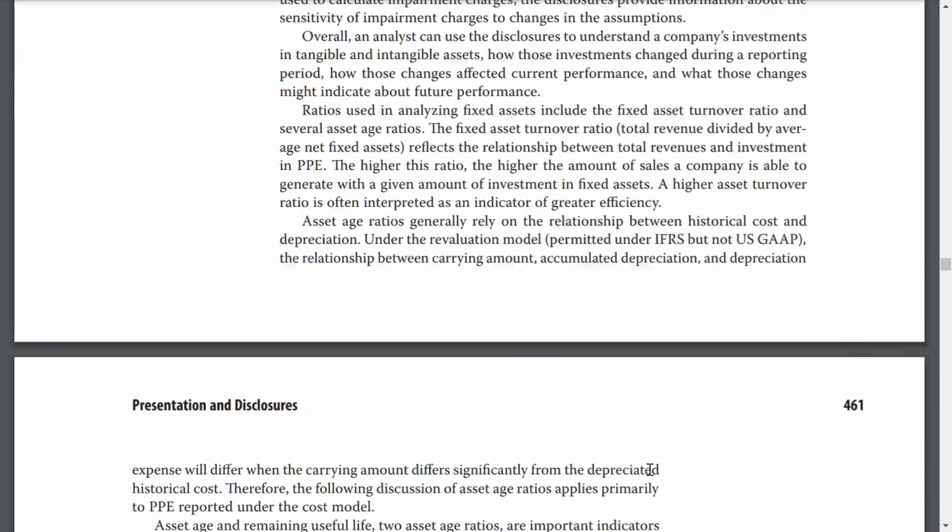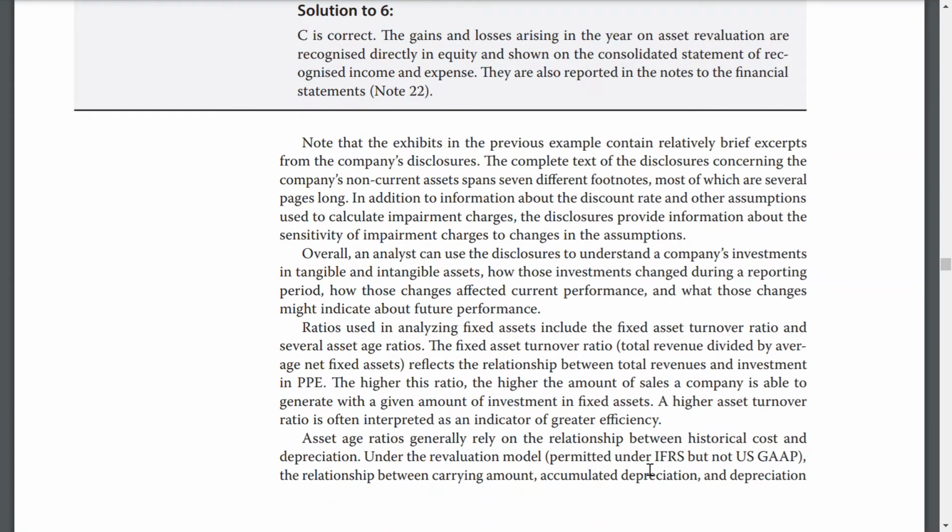Note that the exhibits of the previous example contain relatively brief excerpts from the company's disclosures, and the complete text of the disclosure concerning the company's non-current assets spans several different footnotes, most of which are several pages long, in addition to information about the different rates and other assumptions used in calculating impairment charges. The disclosures provide information about the sensitivity of impairment charges to changes in assumptions.